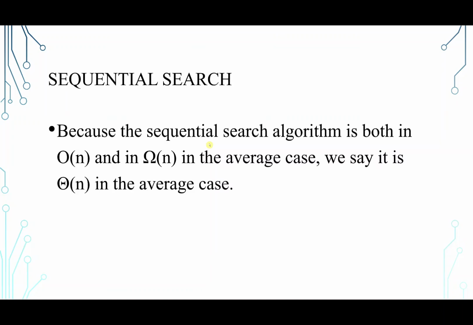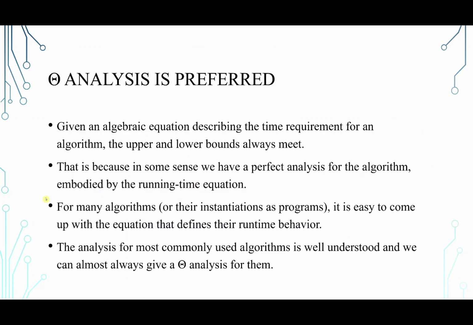So in the sequential search algorithm, it's in big O of n, and in big omega of n in the average case. So we can definitely say it is big theta of n in the average case. So the big theta analysis is always preferred.